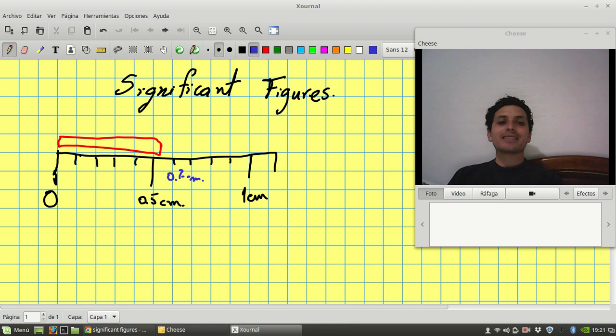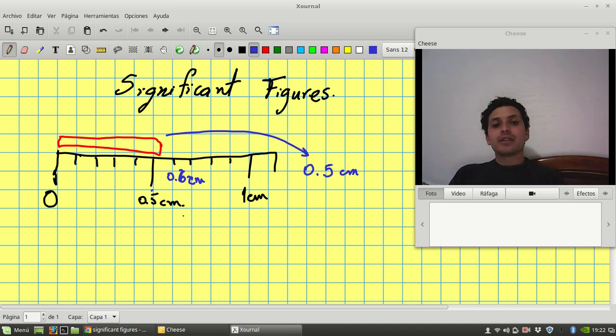We cannot know exactly what this measurement is because the ruler cannot give us more information. So we have to decide on a number, 0.5 or 0.6, according to the measurement. In this case, it's 0.5. So we're going to say that the object measures 0.5 centimeters, even though we know that it's not exactly 0.5 centimeters. We can see it on the ruler, but we cannot tell more information. So we have to use 0.5.